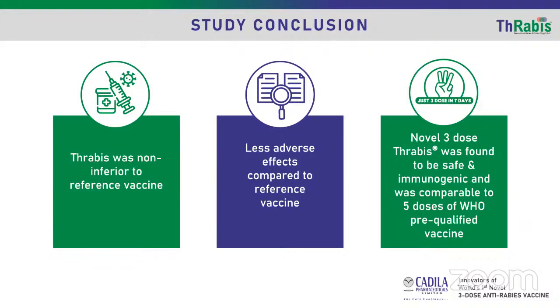So the primary objective was to demonstrate non-inferiority of the test vaccine on day 14 after the first dose relative to the reference vaccine in terms of seroprotection rate. For seroprotection, the titer was more than 0.5 international unit per ml. The rapid fluorescent focus inhibition test on the 14th day was the primary endpoint.